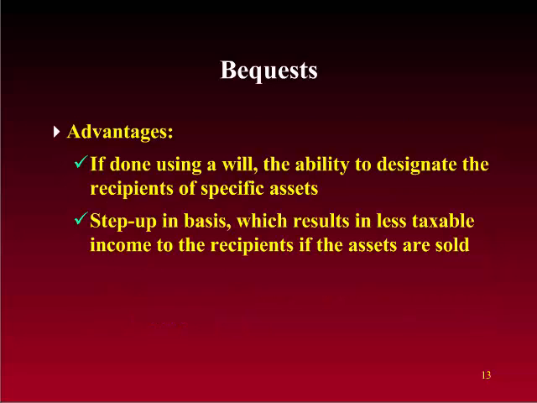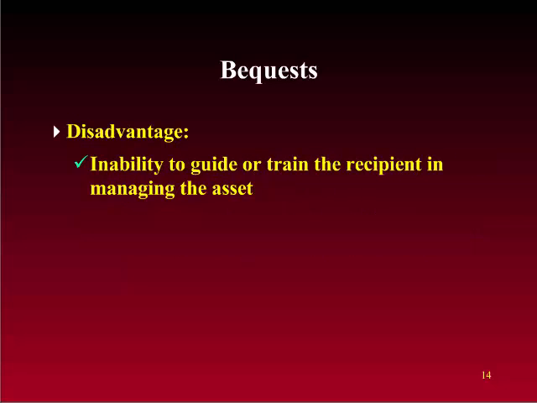Advantages of bequests: first of all, if it's done using a will, the ability to designate the recipients of specific assets. If it's done intestate, the state designates the recipients of those assets, so you don't get to designate them. Also, the step up in basis, which results in less taxable income to recipients if the assets are sold. The disadvantage is the inability to guide or train up the recipient in managing the asset. They just receive it all of a sudden when you die.